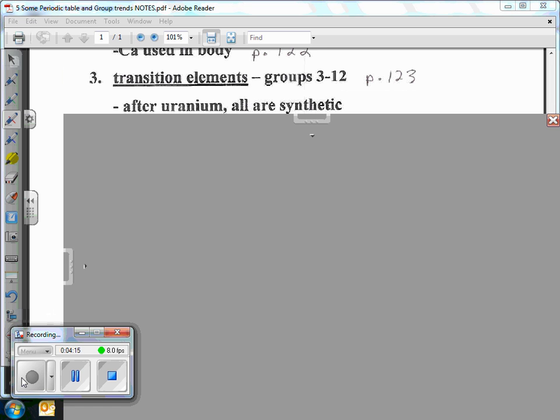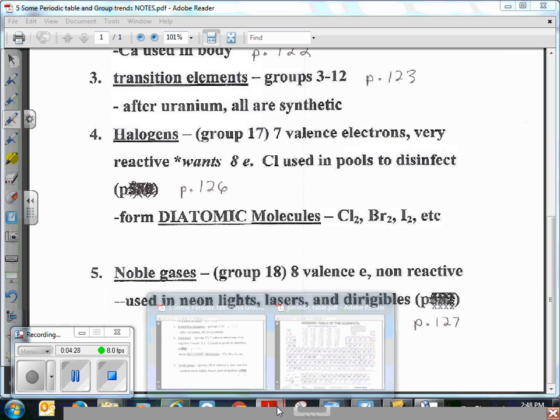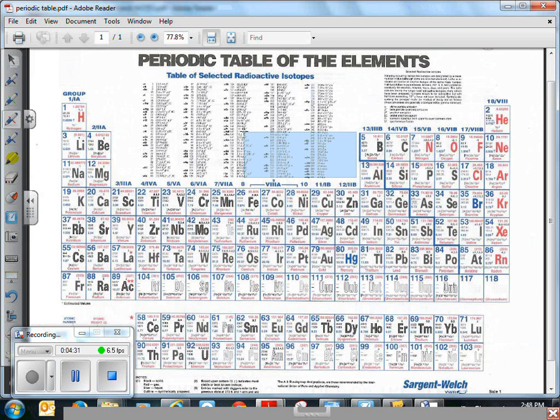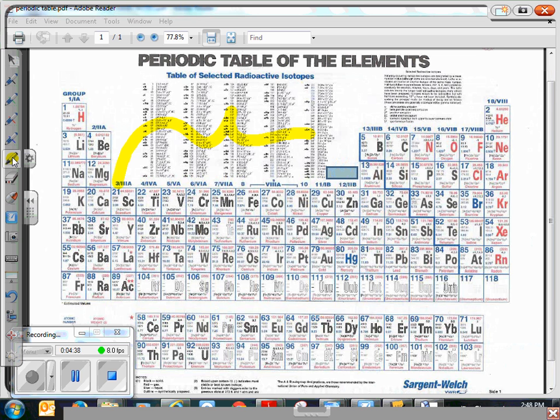Okay, so now the third group we're going to talk about is the transition elements. Remember we talked about the main block or the normal block, and that's everything that we've been studying so far. But now I want you to at least be aware of the other part of the periodic table. And that would be all these here. All this stuff is called transition elements. You know how we did 1 valence electron, 2 valence electrons, 3, 4, 5, 6, 7, and 8? These have variable valence electrons, so we haven't talked about that yet.